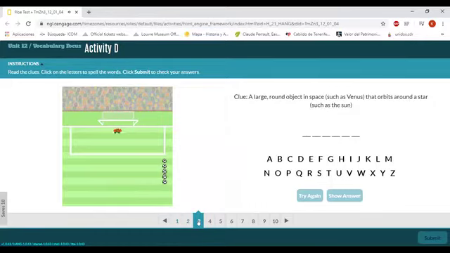In this one is a large round object in space, such as Venus, and that orbits around a star such as the sun. And what do you think is the answer? It's a large round object in space. Maybe it's, no, it's not with R. So the answer is not ring. Maybe stars, not. So what do you think is the answer? Try to put letter O, maybe.